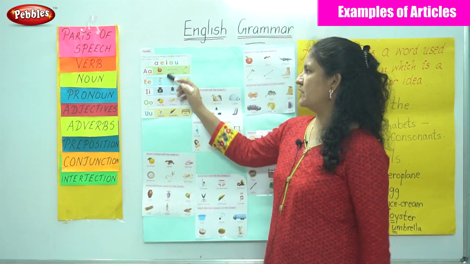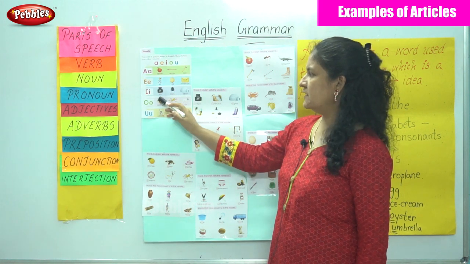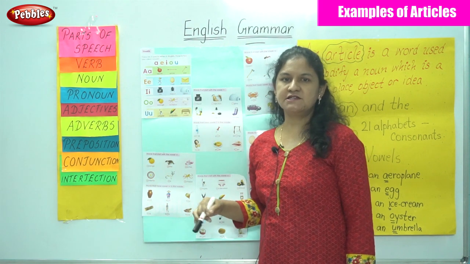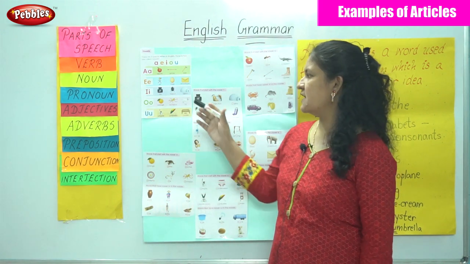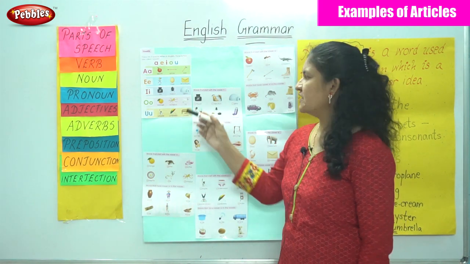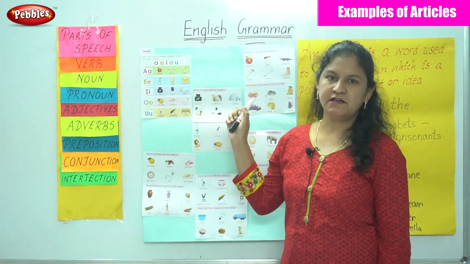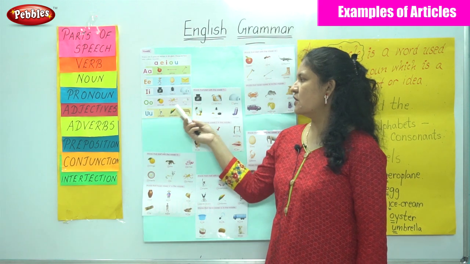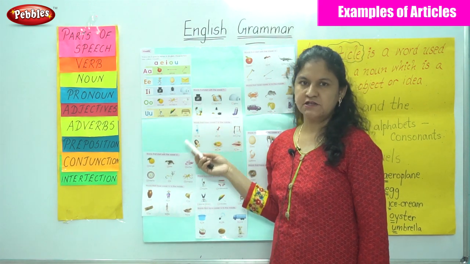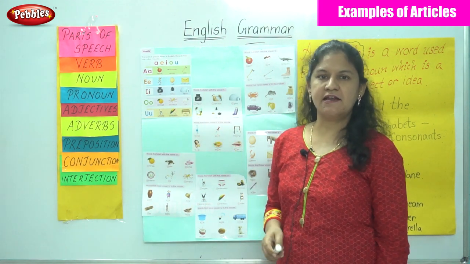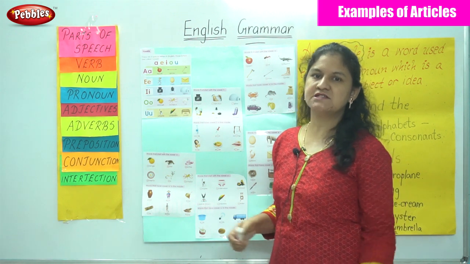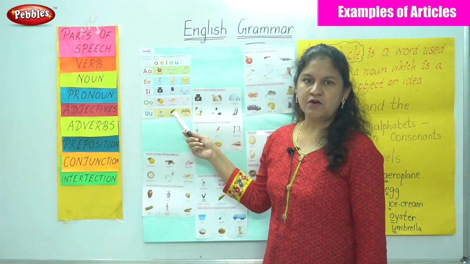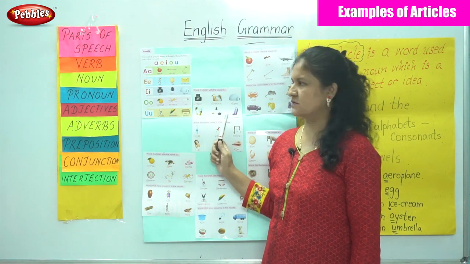The next vowel I: ink, insect, igloo. So we use the article an. We say it as an ink bottle, an insect, an igloo. The next O: we have orange, octopus, ox. So we use the article an because it begins with the vowel O. An orange, an octopus, an ox.